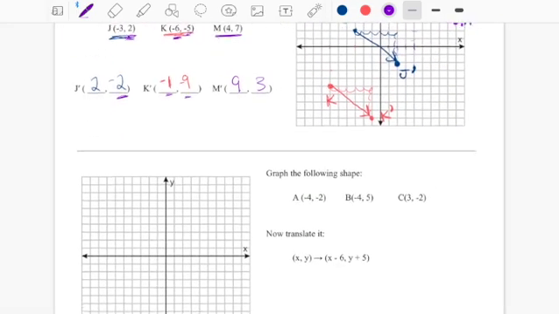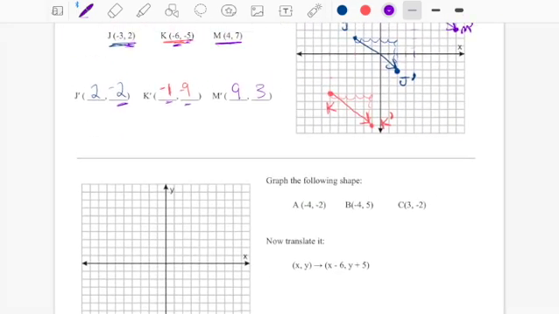So let's try this one last one. And this time we're going to graph a shape. So I've got A, which is at negative 4, negative 2. So this is A. B is at negative 4, positive 5. So I'm going to go up 1, 2, 3, 4, 5. That's B. And then C is at positive 3, negative 2. So C is here. So we've got ourselves a triangle.